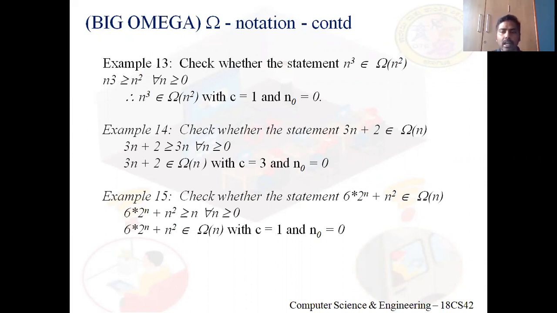Similarly, in this case, in the LHS, 6 into 2 power n plus n square, 2 power n is the exponential, and its growth rate is larger. So the LHS is an exponential, whereas you have been asked to check whether this exponential function belongs to big omega of linear. Of course it belongs, because big omega of linear is nothing but all functions whose growth rate is greater than or equal to linear's growth rate. Clear? So now I will look at the third notation, big theta.